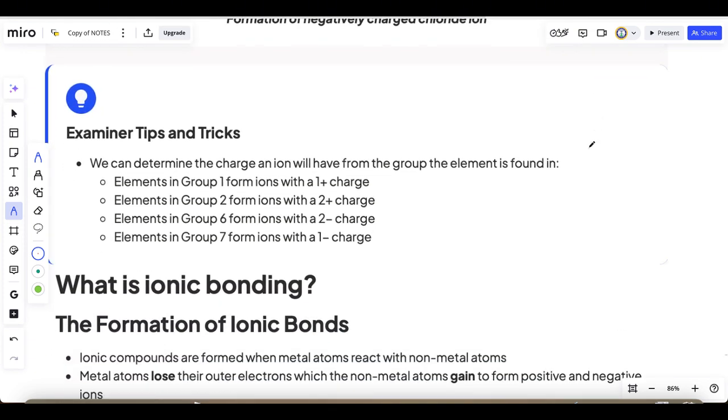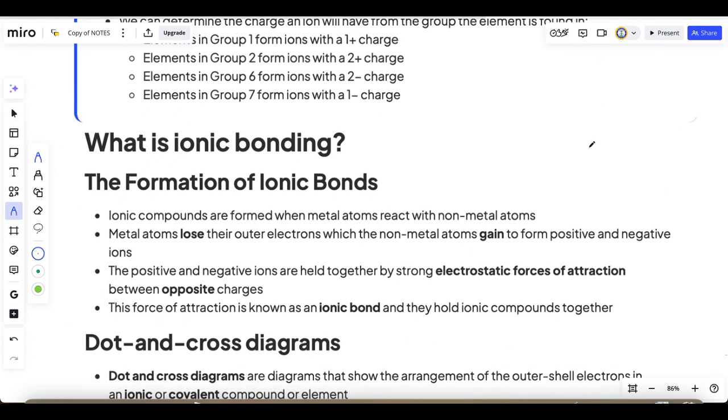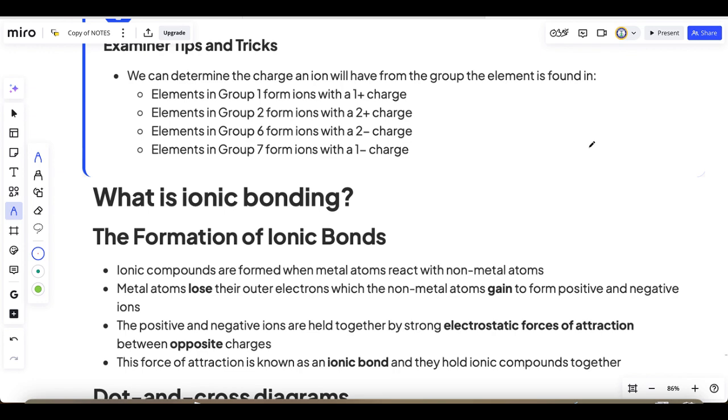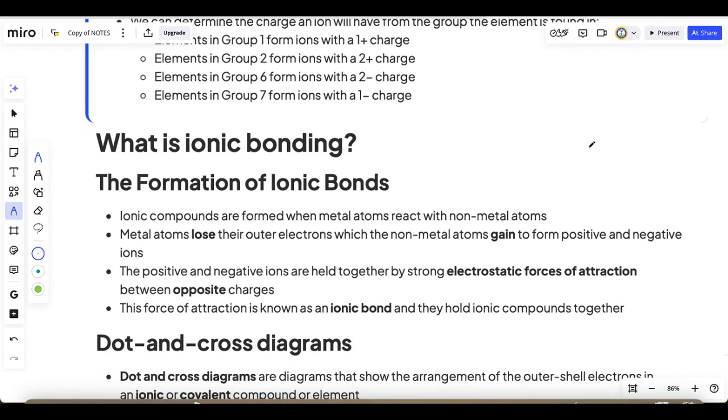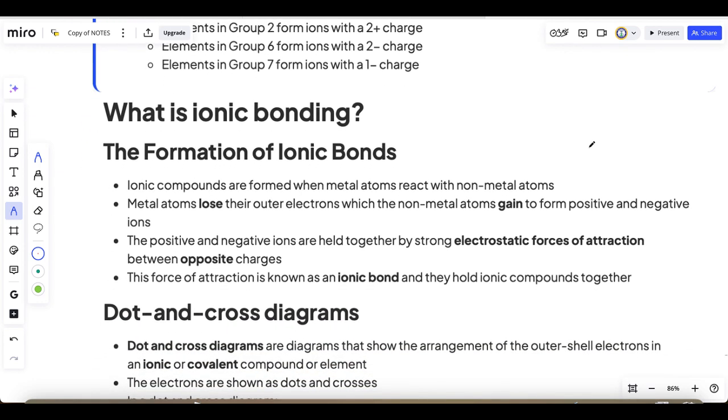Okay, now let's move on quickly. We'll move to the second part of our work today, which is bonding. What is ionic bonding? Since we've explained ions, now it's time for us to see how they bond, how atoms bond themselves together. Now we're looking at the formation of ionic bonds. Ionic compounds are formed when metal atoms react with non-metals. It's always between metals and non-metals.